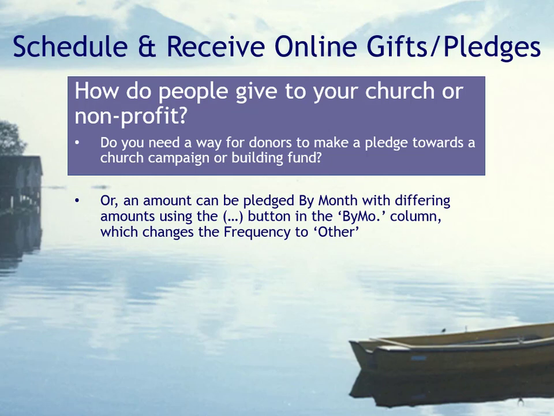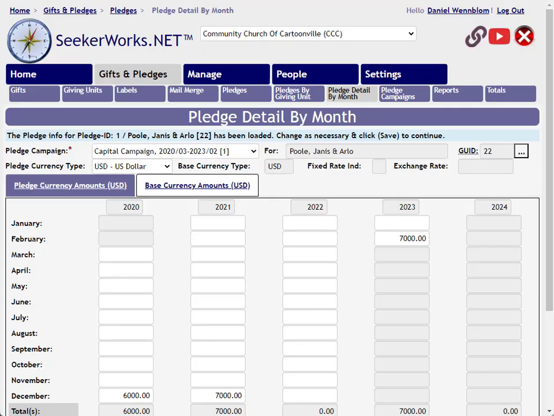Or an amount can be pledged by month with differing amounts using the button in the by month column, which changes the frequency to other. In this example, you can see amounts pledged in December, the following December, and the following February.